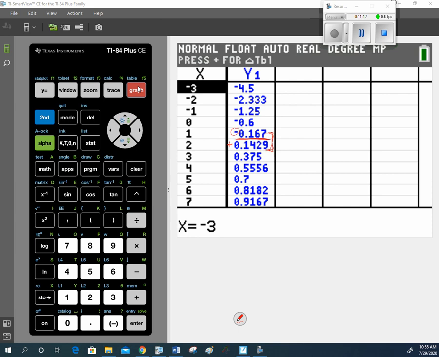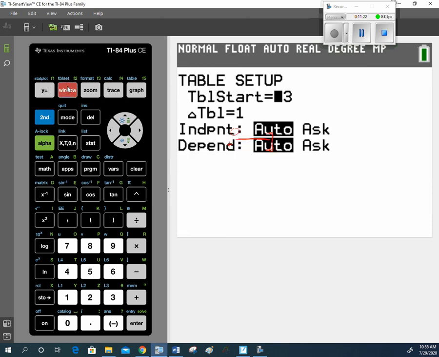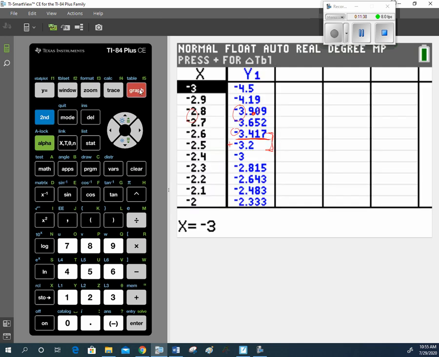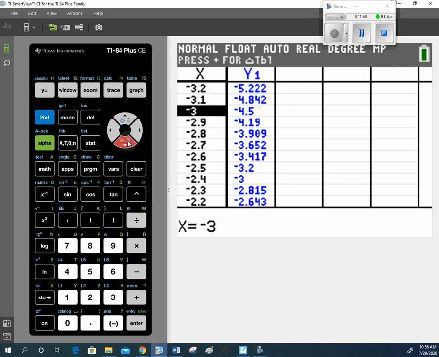Now, if you wanted to get more exact to a decimal, go back to your table set and see how this delta table is set at 1. If you change that to a 0.1, it will give you decimals. So I'm going to change that down here to a 0.1. And now let's go back to our table, and let's see if we can figure out where we got our 0. So let's scroll that up. Scroll it down.